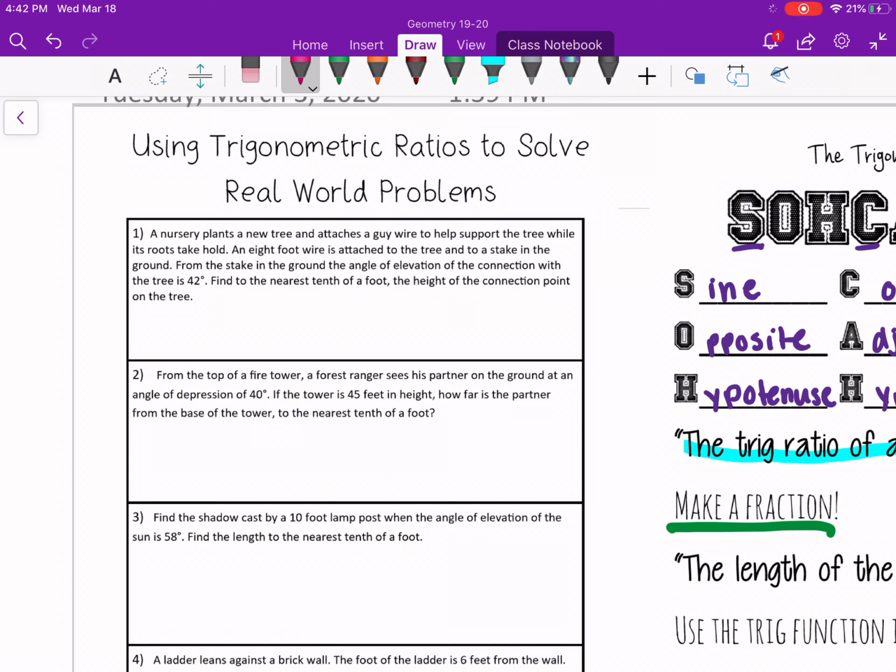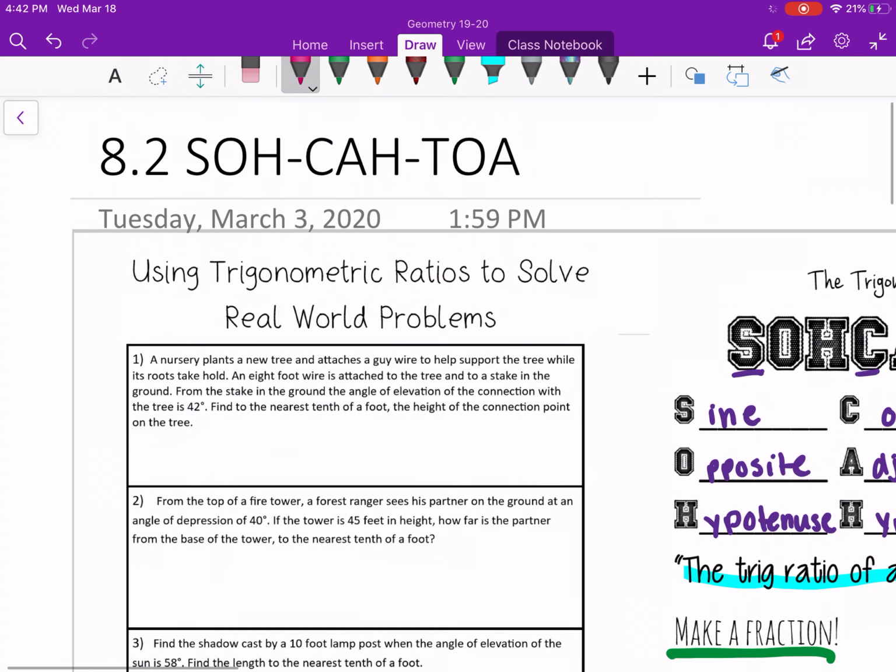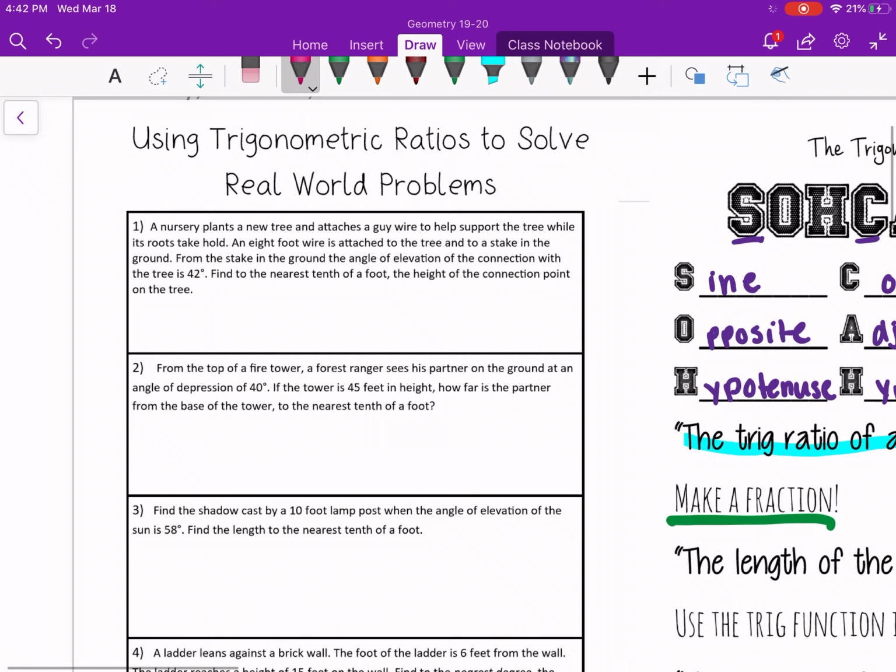The last thing we're going to do with trigonometry is use trig values to solve real world problems. So yes, that means word problems, but have no fear. I think you guys will do really well and be successful with these. But yeah, this might be the trickiest section that we've had so far.